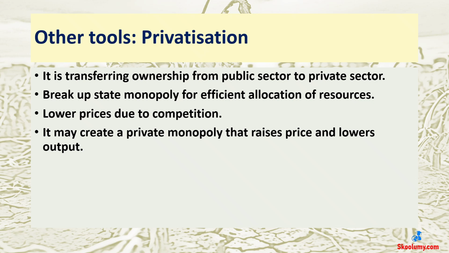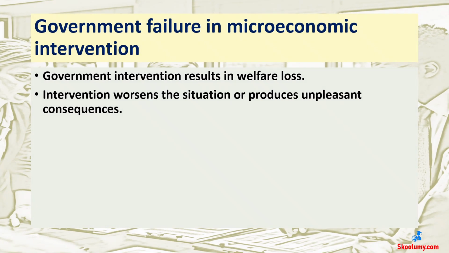It breaks up state monopoly for efficient allocation of resources. It lowers prices due to competition. However, it may create a private monopoly that raises price and lowers output. Government failure in microeconomic intervention. Government failure occurs if government intervention results in welfare loss. Intervention does not work, it worsens the situation or produces unpleasant consequences.